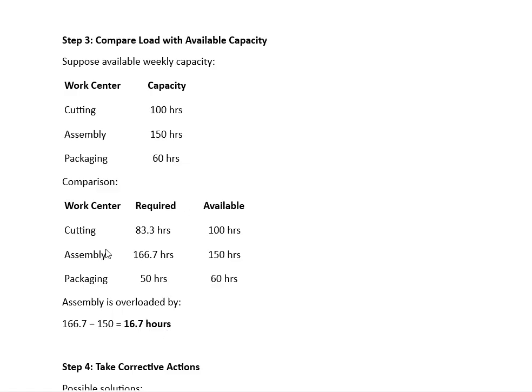Here cutting is required is 83.3, which is less than 100, so it is not overloaded, it is fine. Packaging 50 hours, which is less than 60 hours, it is fine. But in assembly, required capacity is more than available capacity, which I calculated here, and which is 16.7 hours. So assembly is overloaded by 16.7 hours.